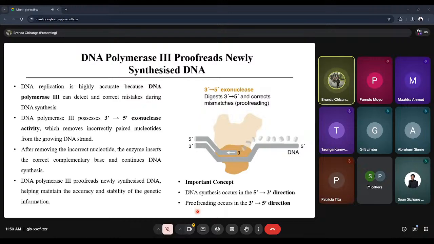Proofreading means you're trying to correct. You spell something, you realize it's a mistake, you rub it out. So in this case, it's like rubbing out what has been mismatched. It's going to move in the 3 to 5 prime direction. In a picture, you must think of it as standing here and moving in this opposite direction, 3 to 5. This direction is not being picked from the parental strand. It's a direction of the newly synthesized strand, 3 to 5.